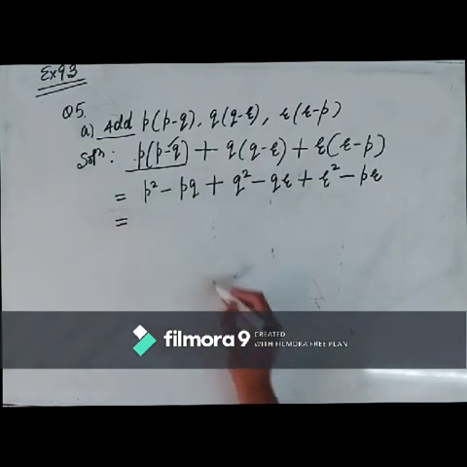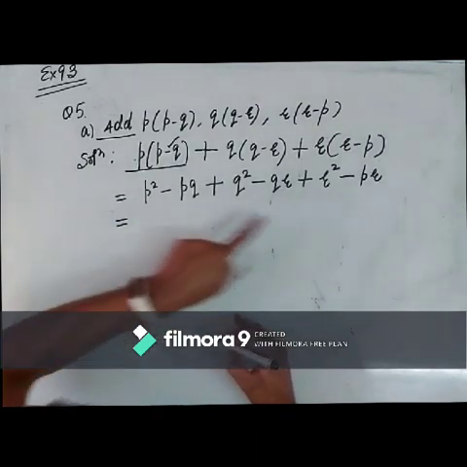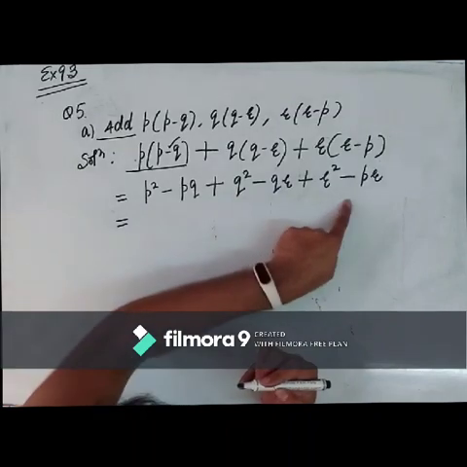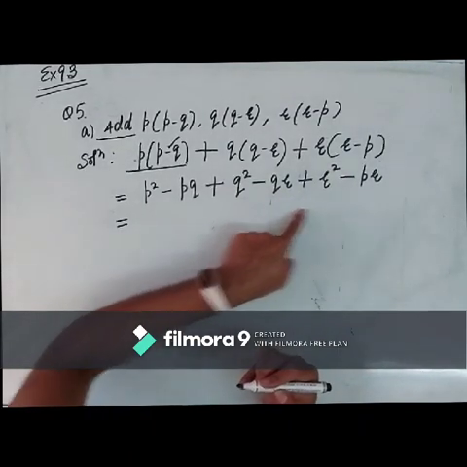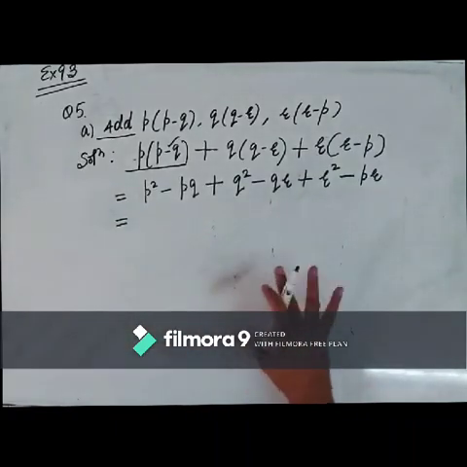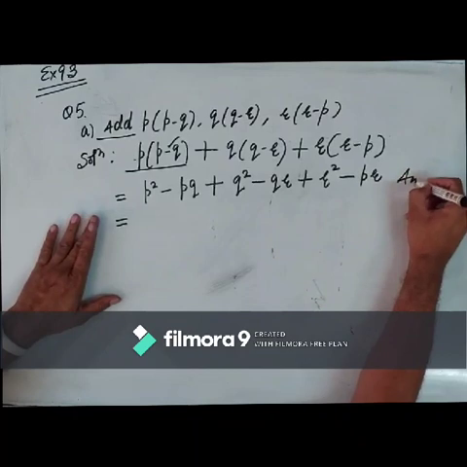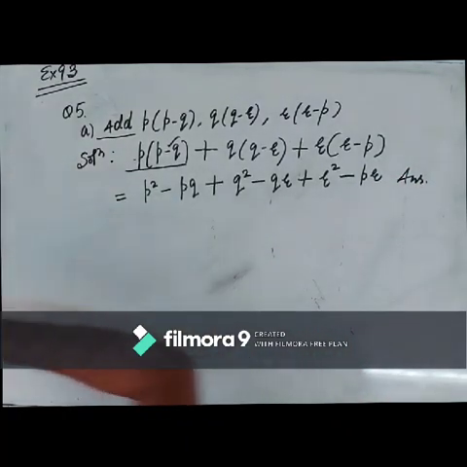So let us find out the like terms here. P square, no p square, pq, no pq, q square, no q square another, qr, nowhere, r square, nowhere, pr. So all are independent unlike terms. So this is your answer, right? So this is part number A.